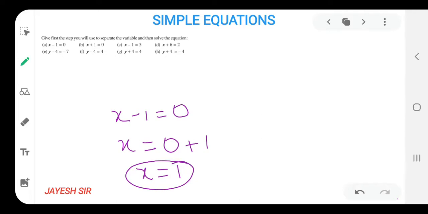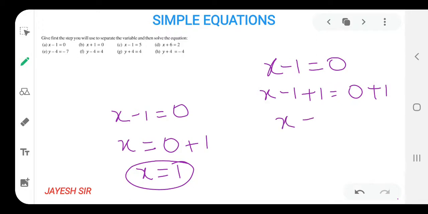By this method we can do it, but what other method can we use for x minus 1 equals 0? We need to make the variable alone, but minus 1 is along with the variable, so we add plus 1 on both sides. Minus 1 plus 1 cancels, and 0 plus 1 results in 1.